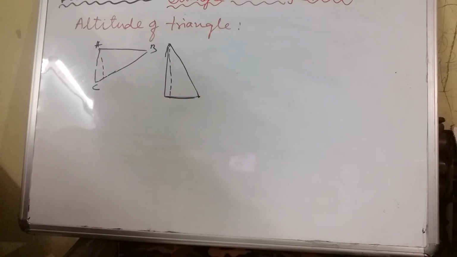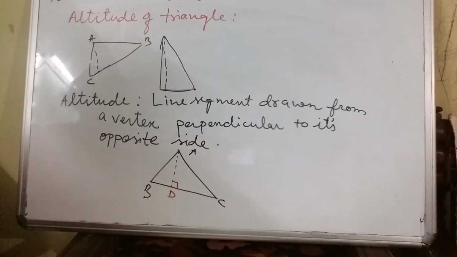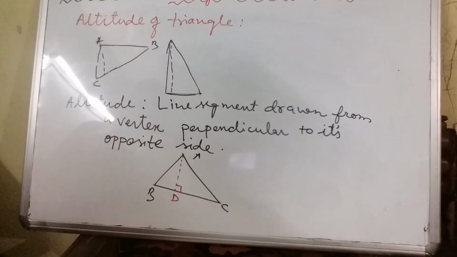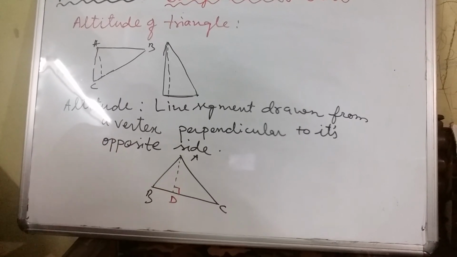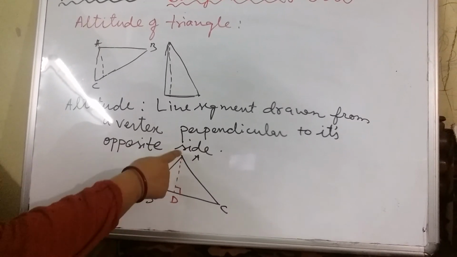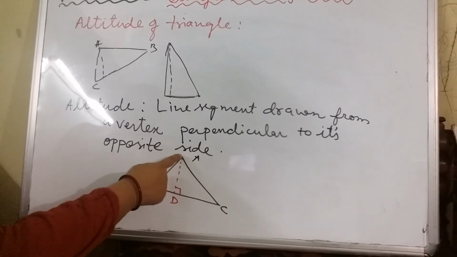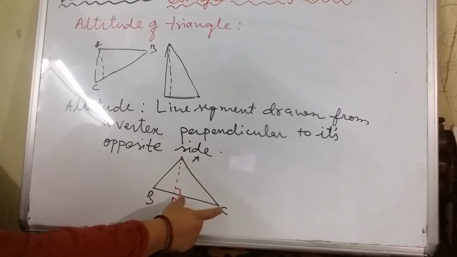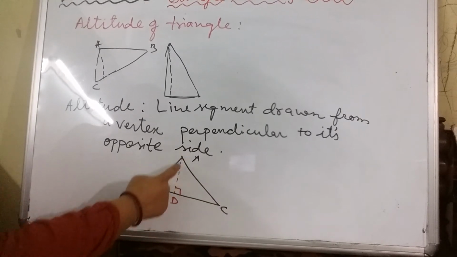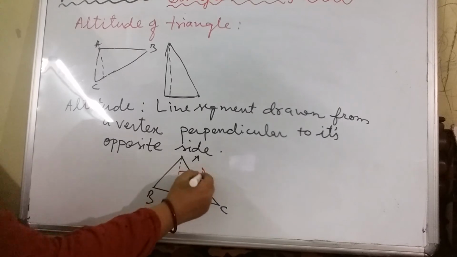That means how many altitudes can we get for a triangle? We will get 3 altitudes for a triangle, for these 3 sides. So altitude is a line segment drawn from a vertex perpendicular to its opposite side. Let's see here, if I draw a perpendicular from this vertex A on the opposite side BC, AD, that AD will be its altitude.